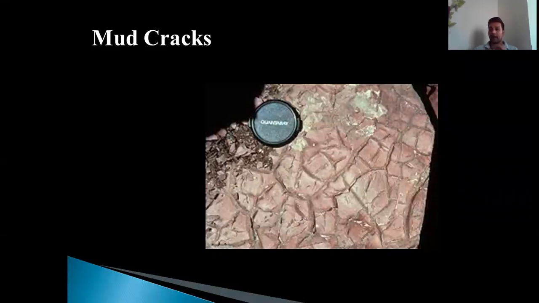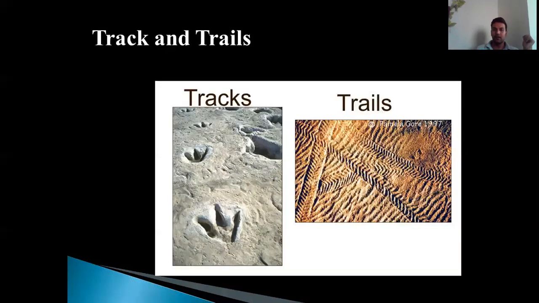But if again the water comes and sedimentation occurs over those mud cracks, they can be seen preserved in the sedimentary rock. So these are examples of mud cracks. You can see in the picture how the mud cracks can be observed in the sedimentary beds.